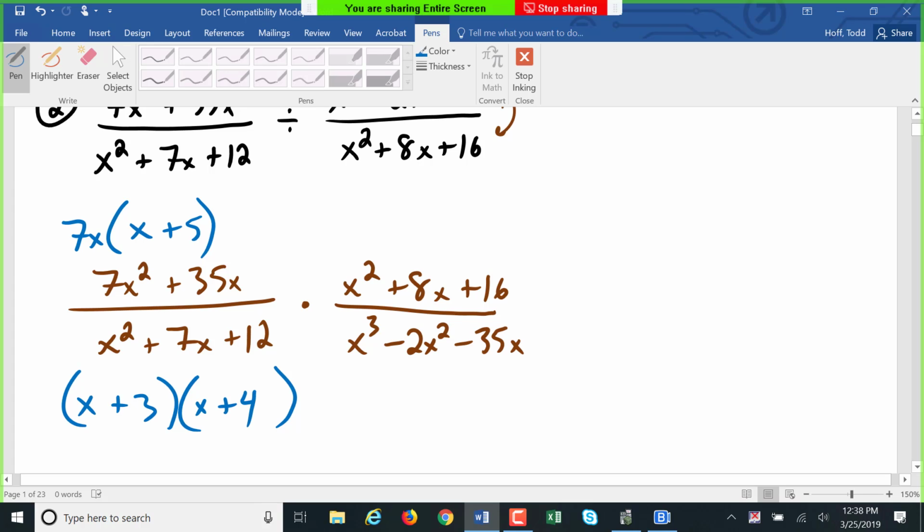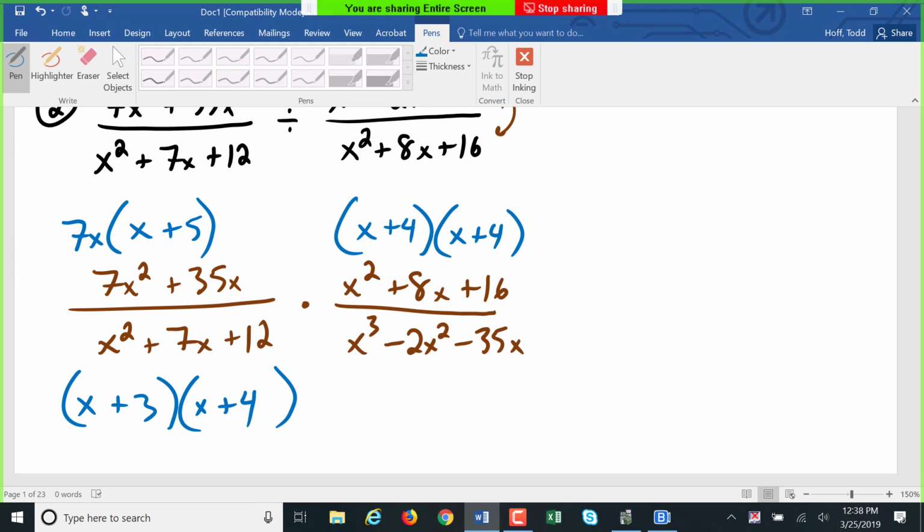Very good. Let's go up here. x squared plus 8x plus 16 factors to be what? Yes, that is a perfect square trinomial. So it could be just x plus 4 squared. We're going to write it as x plus 4 times x plus 4 just because it's easier to cancel out factors that way.